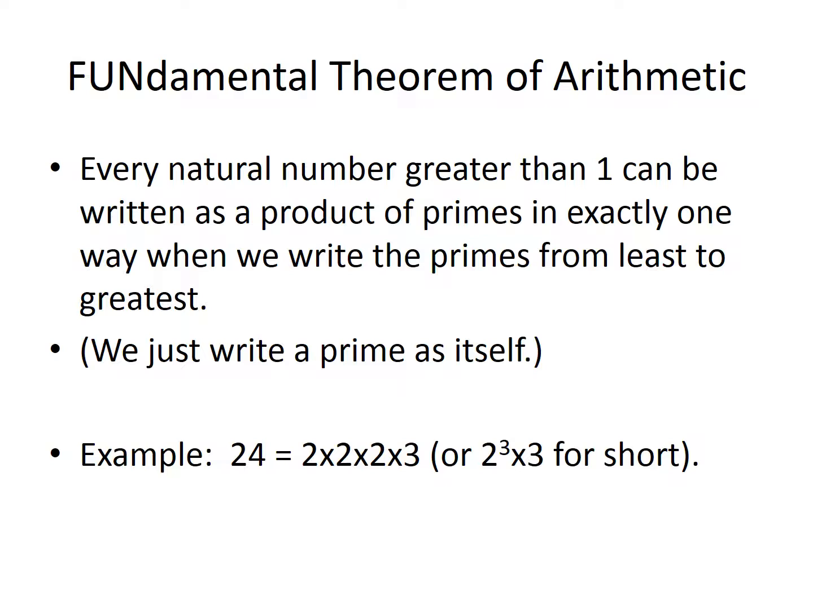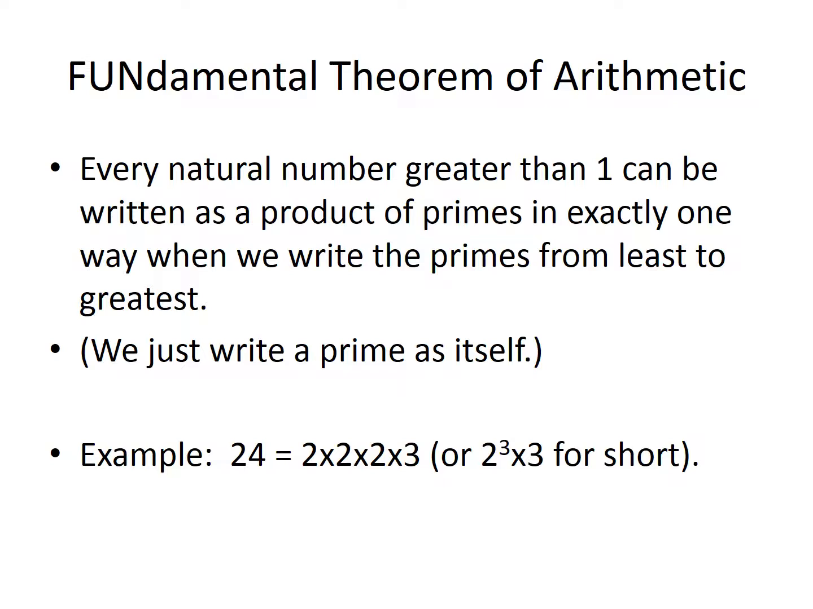So the fundamental theorem of arithmetic underlies all of our facts about multiplication of natural numbers. And it says that if I take a natural number past 1, it's either a prime itself, or you can write it as a product of primes in exactly one way if you write the primes from least to greatest. And for a prime like 5, we just write it as 5 and think of that as being a really extra simple product.